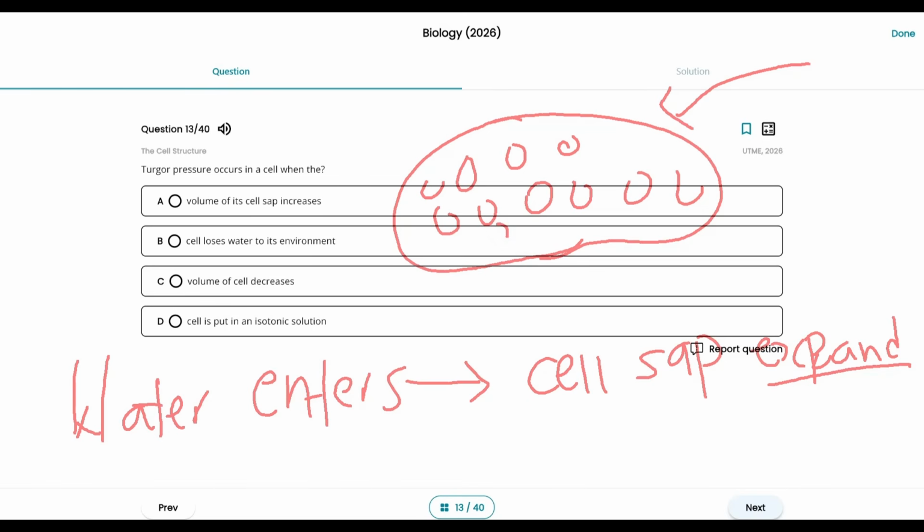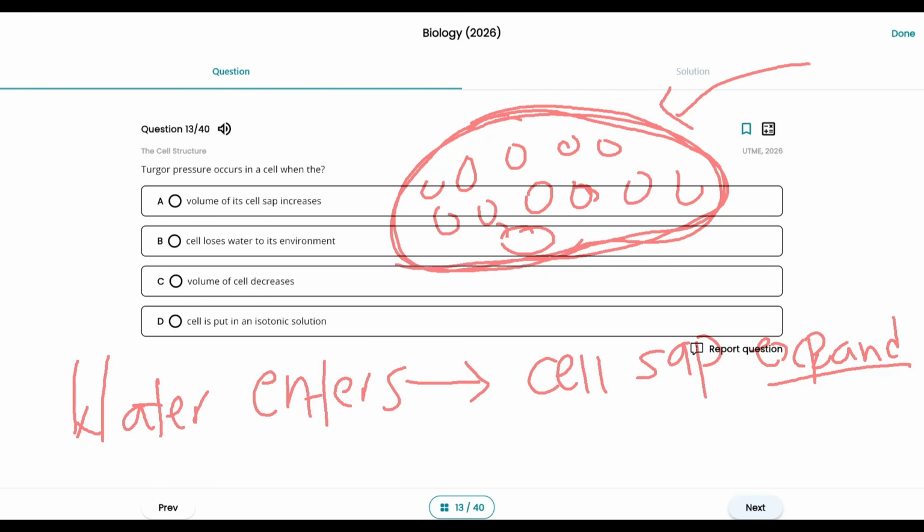Can you see how small it is? Now it will expand, means it becomes a little bit bigger. When water enters, the cell sap expands, the cell membrane increases against the cell wall. This is the cell wall. It will expand against all this cell wall and become bigger. When water enters, the cell expands, and the cell membrane increases against the cell wall. This is what we know as turgor pressure.